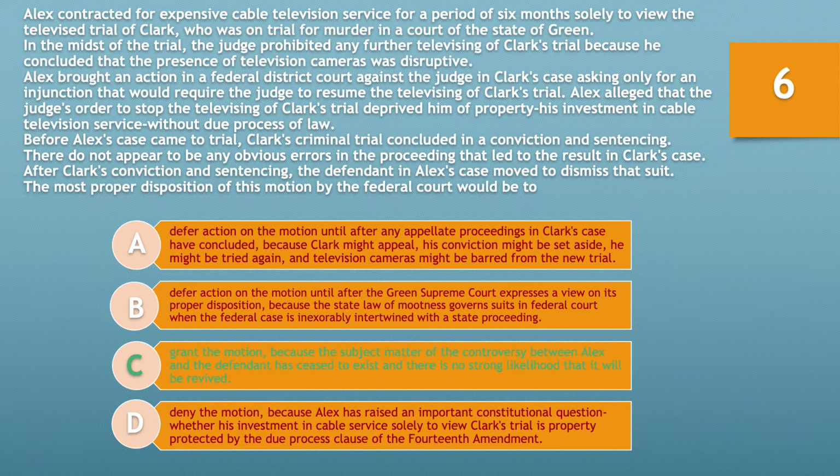But let's analyze the other options and see why those are inaccurate. Option A. Defer action on the motion until after any appellate proceedings in Clark's case have concluded, because Clark might appeal. His conviction might be set aside. He might be tried again. And televised cameras might be barred from the new trial. So here's the issue. The issue is that ultimately the filed action is based on the proceedings which have in fact already terminated. If there were any new proceedings, they'd be considered new filings or new proceedings.